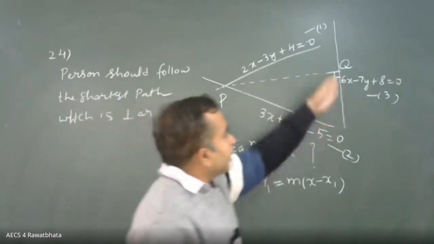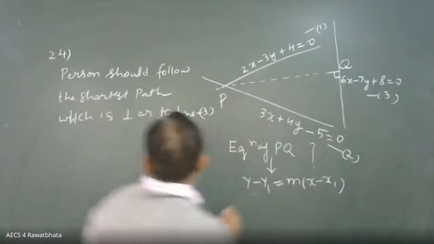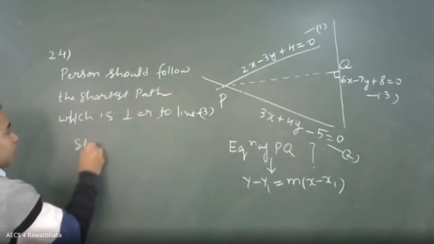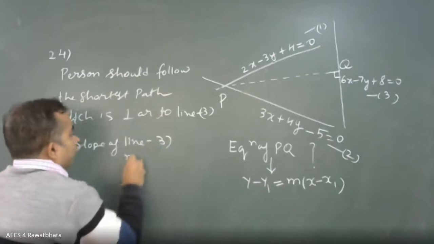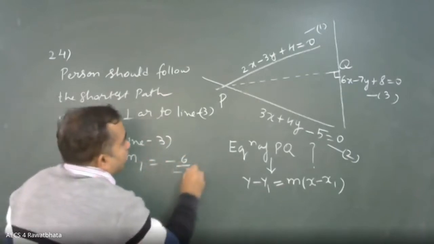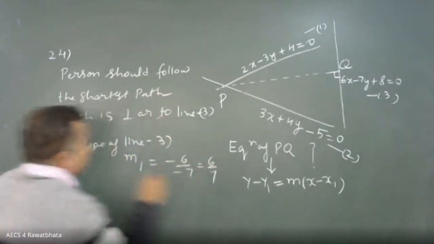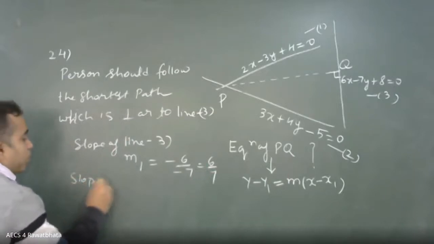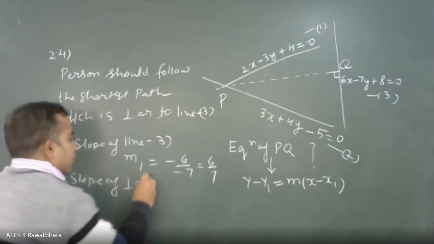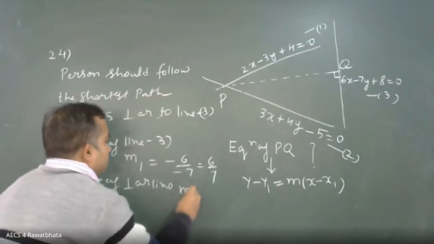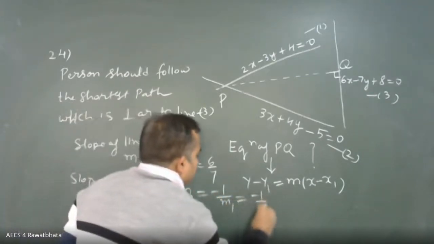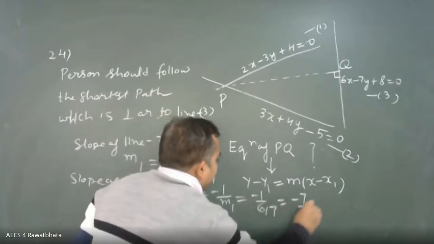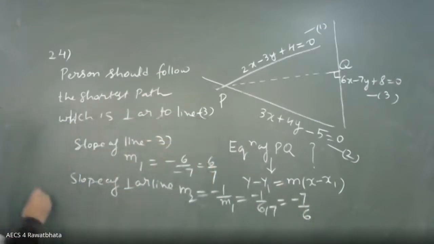So let's find the slope of line 3 first, right? Which will be minus a upon b, which is 6 by 7. So the slope of the perpendicular line, m2, equals minus 1 upon m1, minus 1 upon 6 by 7, which is minus 7 by 6. Slope is ready. Now for P.